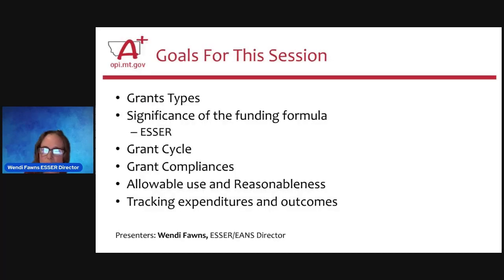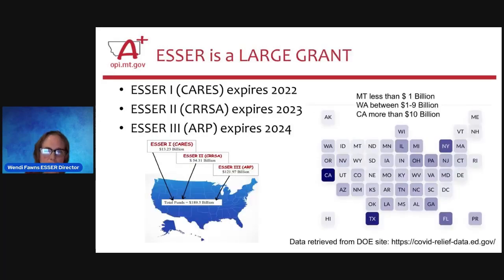These are the goals for today. We're going to be talking about types of grants, why it's important to understand the significance of funding formulas, grant cycles, and the compliances that are used. We'll talk a little bit about allowable and reasonable use of funds, although for the majority of that there is a separate guidance session that you can watch. And then we're going to talk a little bit about tracking expenditures and the outcomes and how that relates to the grant compliances.